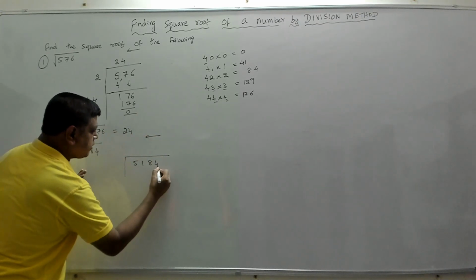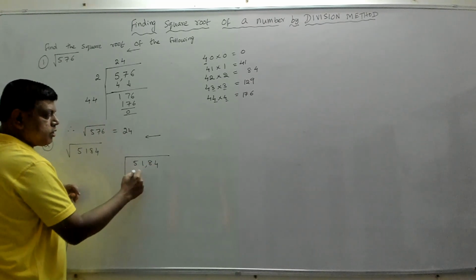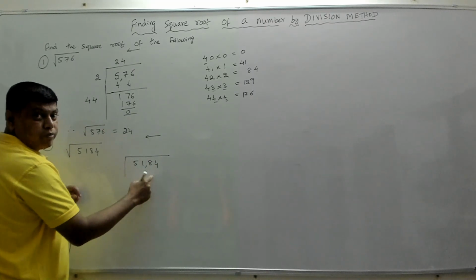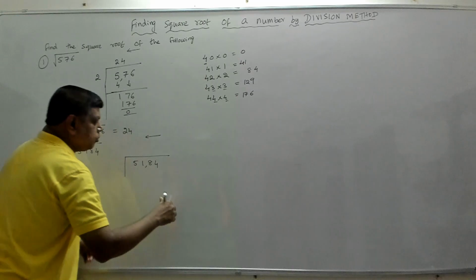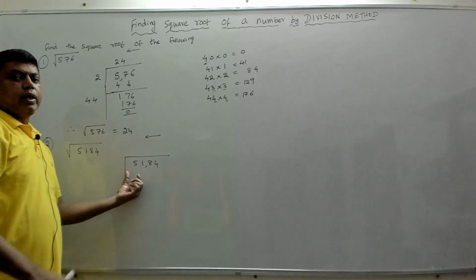If I start pairing, these two will be one pair, and these two is another pair. So we have paired the numbers as 51 and 84. Now we have 51, and we should start telling our square table.